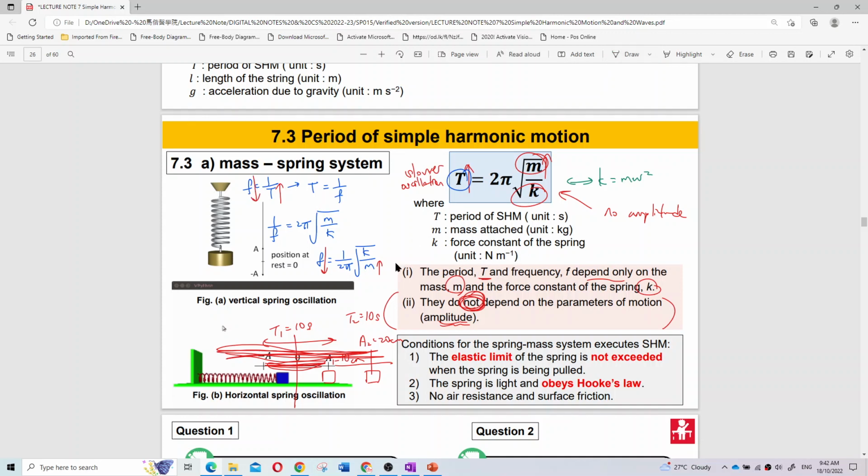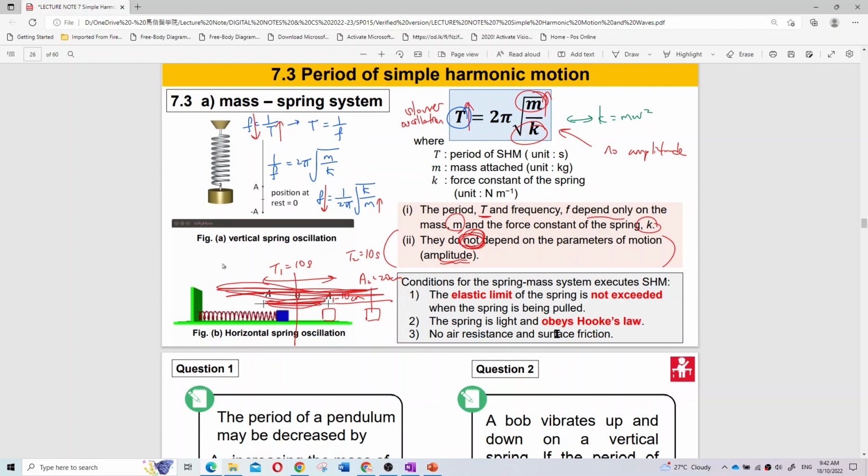So, that's why dia kata period ini boleh tukar kepada frekuensi. Di sini ada cakap period dengan frekuensi. Ada dua benda, period dengan frekuensi. Sama ada period atau frekuensi, mereka bergantung pada mass dan force constant of spring saja. M dengan K saja, tak bergantung pada amplitude. Itu saja saya nak explain.